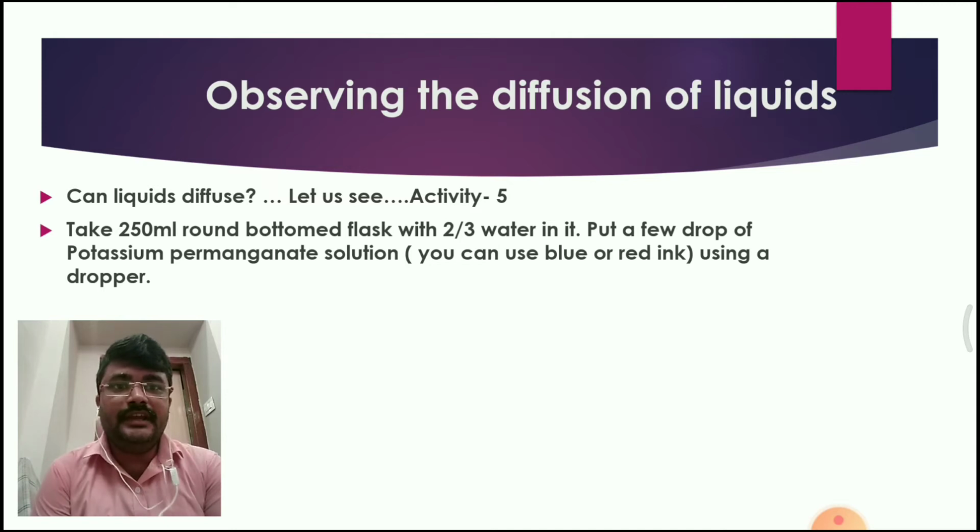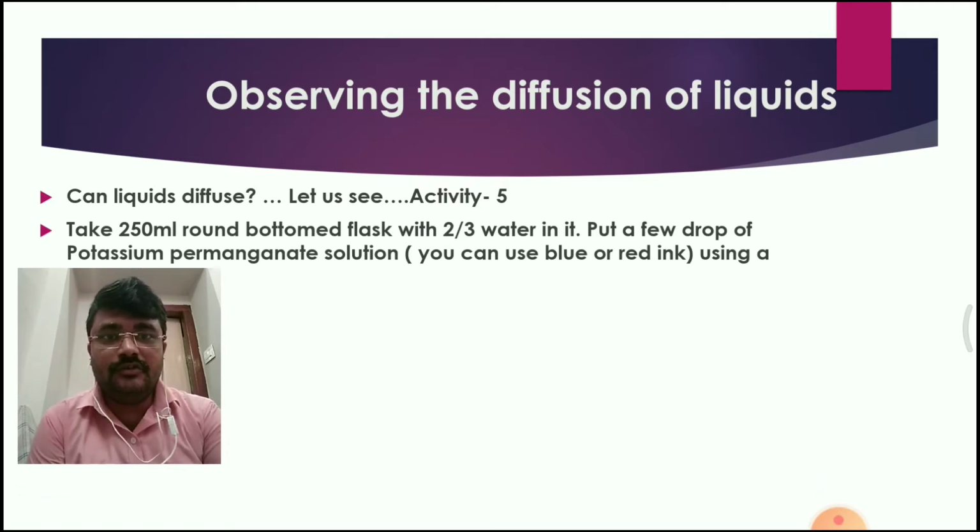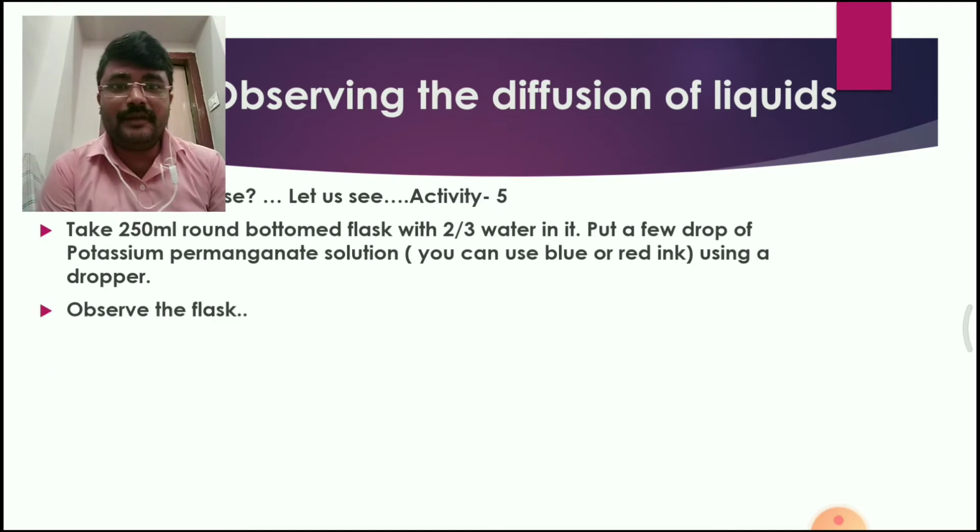Take a 250 ml round bottom flask. You know round bottom flask? Yes, I will show you. With 2/3 of water in it, put a few drops of potassium permanganate solution. You can use blue or red ink also instead of potassium permanganate solution. Using a dropper, pour a few drops of potassium permanganate solution into that round bottom flask. What happens? Observe the flask.